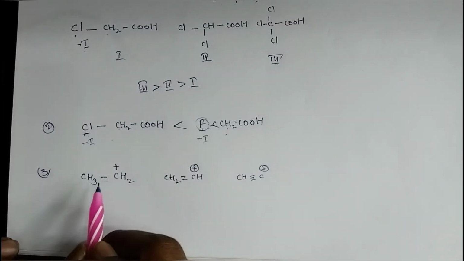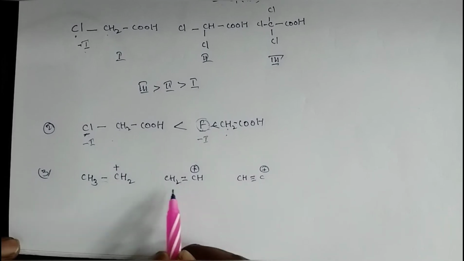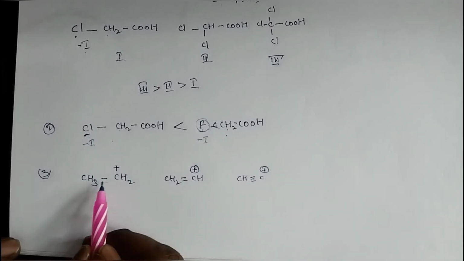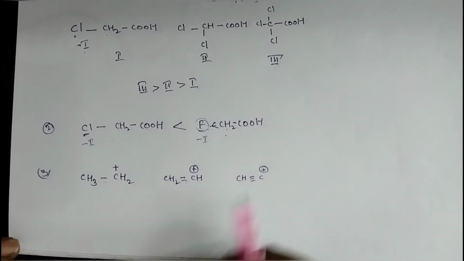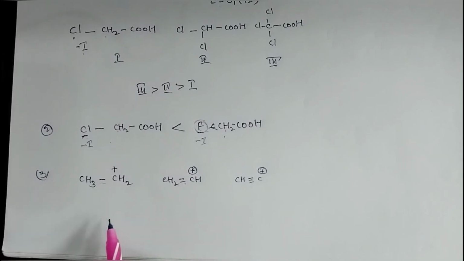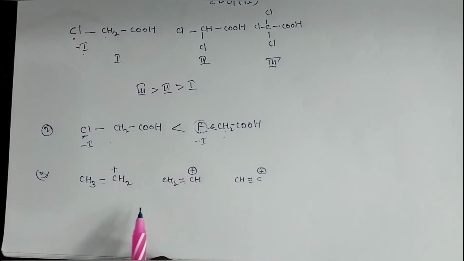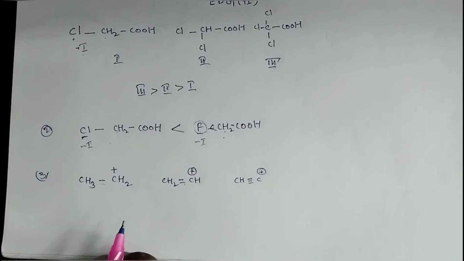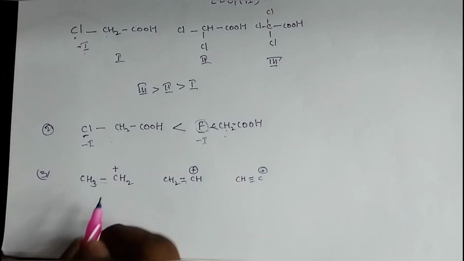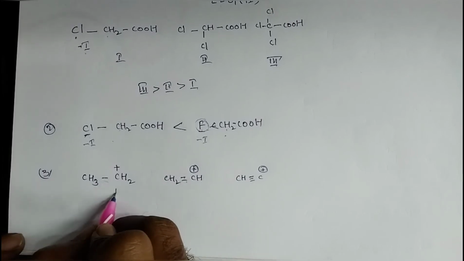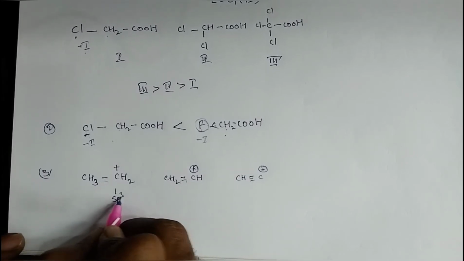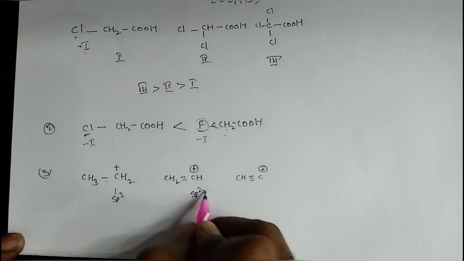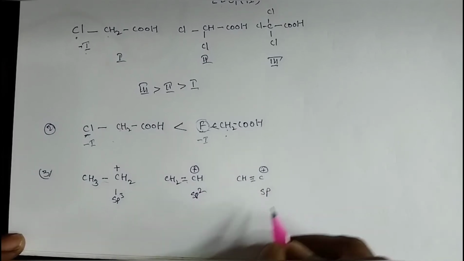So here, if you observe carefully, what is given? Single bond, double bond, triple bond. When the given example is like that, you have to think about the hybridization, and you have to think about the S character. Hybridization as well as S character. This carbocation shows sp3 hybridization, this one shows sp2 hybridization, and this one shows sp hybridization.